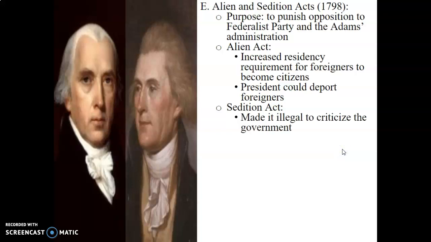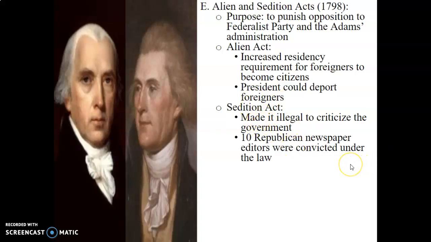We have the Sedition Act. It made it illegal to criticize the government. During this time, what the Quasi-War did is that it led to exactly what the anti-federalists and the Democratic Republicans were upset about: the government being too powerful. The Alien and Sedition Acts were proof that the government could take away your liberties during times of war. 10 Republican newspaper editors were convicted under the Sedition Act, which goes against the First Amendment, if you guys know.